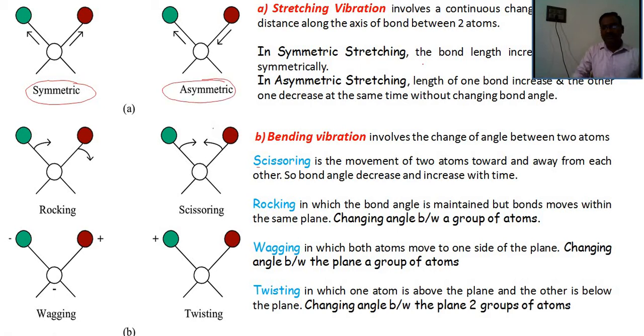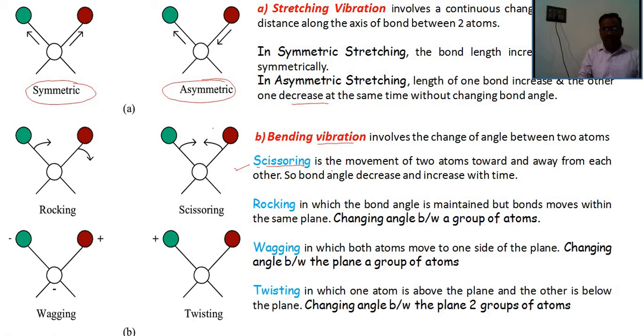In symmetric stretching, the bond lengths increase symmetrically. In asymmetric stretching, one bond increases and the other decreases. One bond of the atom is increased and another is decreased at the same time without changing the bond angle. In bending vibration, scissoring is the movement of two atoms toward and away from each other.